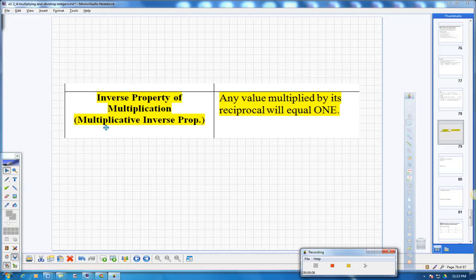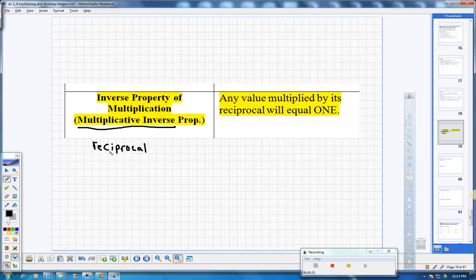The inverse property of multiplication could also be called the multiplicative inverse property. Multiplicative inverse is just a fancy way of saying reciprocal. Reciprocal. Excuse my poor handwriting. And we would probably all define the reciprocal of a number as just the flipped fraction version of that. So any value multiplied by its reciprocal will equal 1.